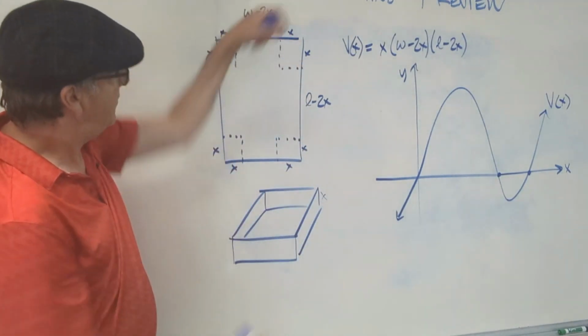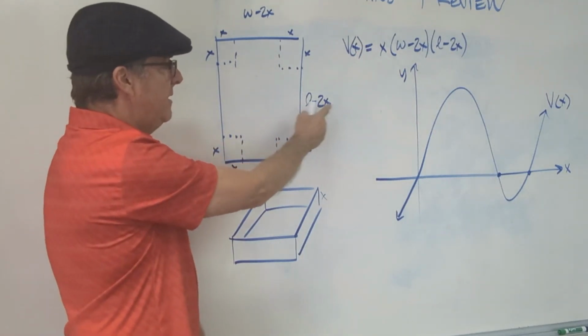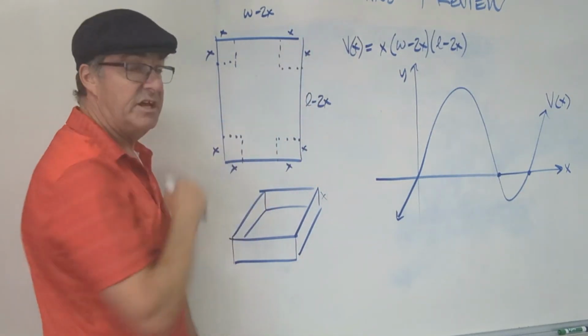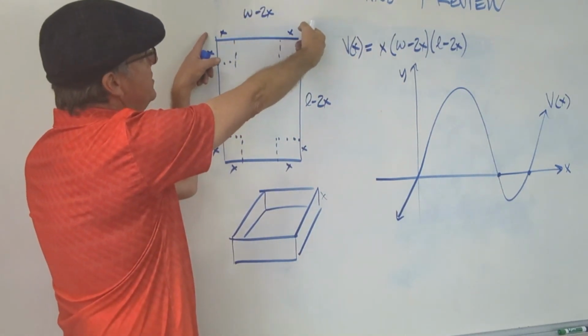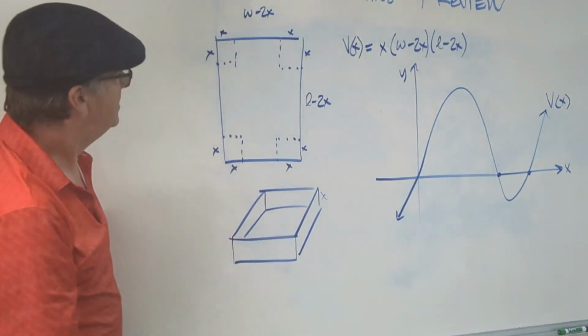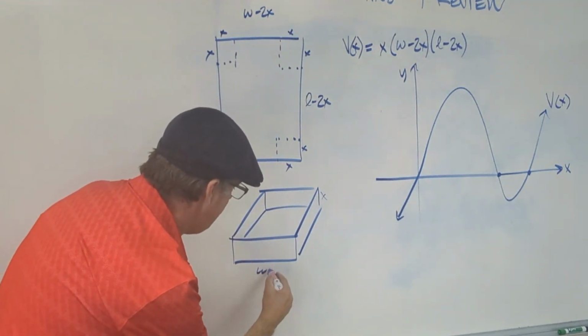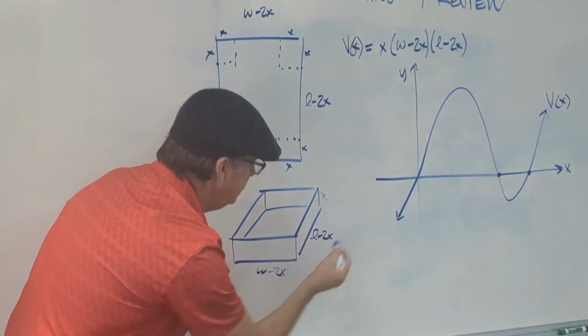And then we have a length. The length here is the total length of the piece of the cardboard minus twice the x that we cut out. And it's the same for the width. The width of the tray is going to be the total width minus 2x. So we're going to have w minus 2x there, and L minus 2x there.